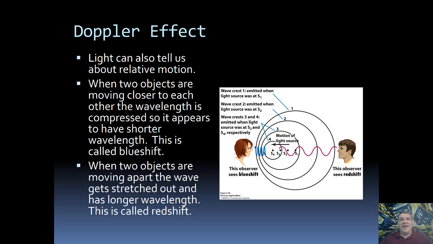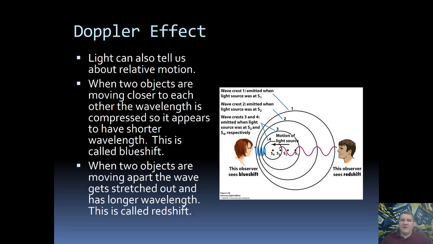Now, if it's going away, the wavelengths get stretched out, and the color of light with the longest wavelengths is red. So this is redshift. If we see an object is redshifted, we know it's going away. If we see that it is blue shifted, then we know it's coming towards us. So whether it's red or blue, it tells us about direction. Blue for towards, red for away.